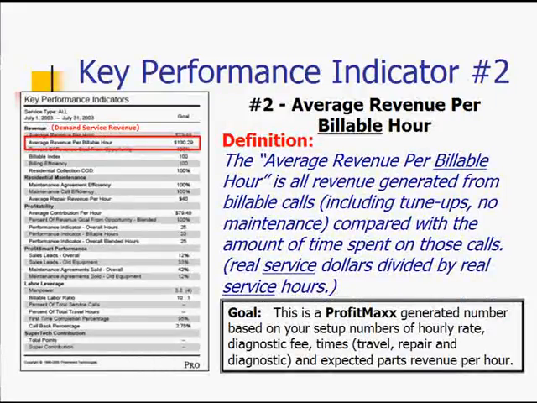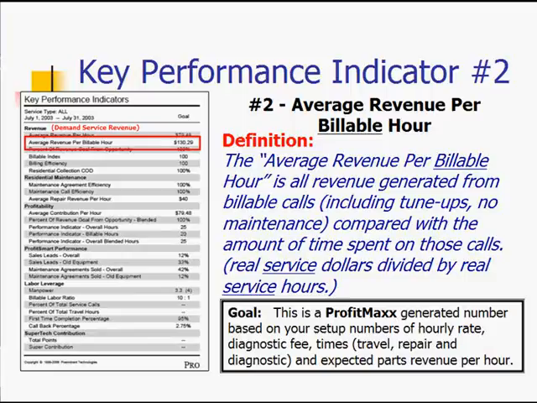Our second key performance indicator is called average revenue per billable hour. The average revenue per billable hour is all revenue generated from billable calls, including tune-ups but no maintenance, compared with the amount of time spent on those calls. That is real service dollars divided by real service hours.